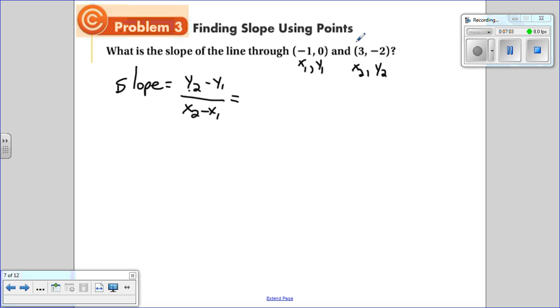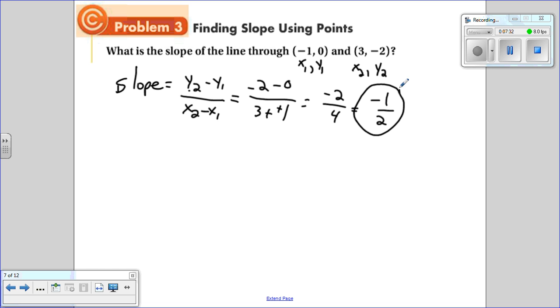So now it's a matter of plugging in numbers. What is y2? y2 is negative 2 minus y1, which is 0, over x2, which is 3, minus x1, which is negative 1. Well, this becomes positive, so we are left with negative 2 over 4, which reduces to negative 1/2. And that is your slope.